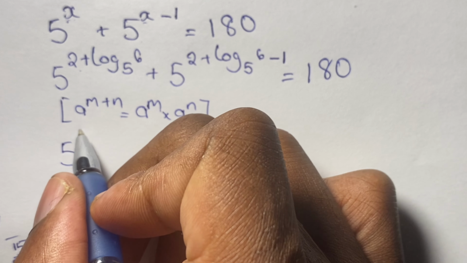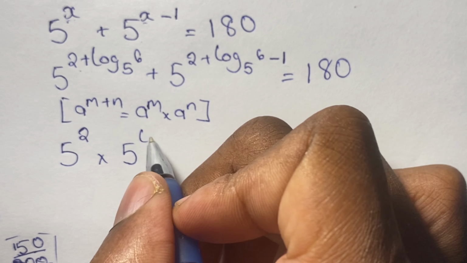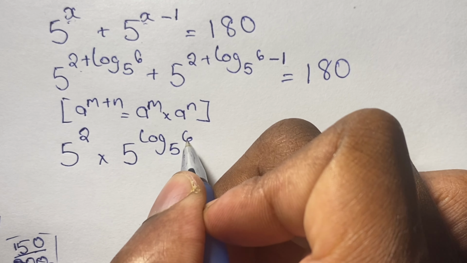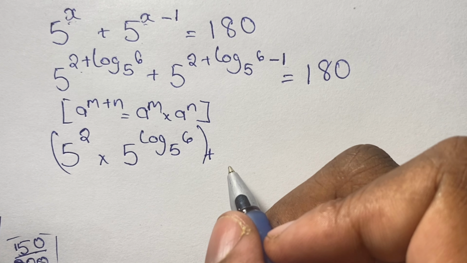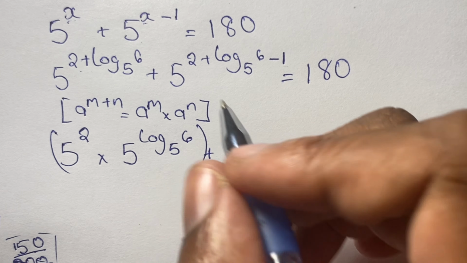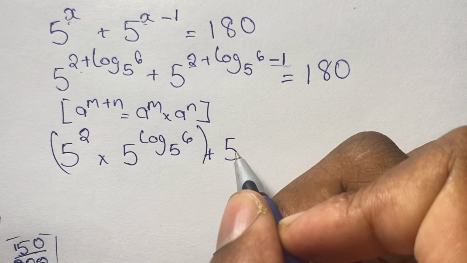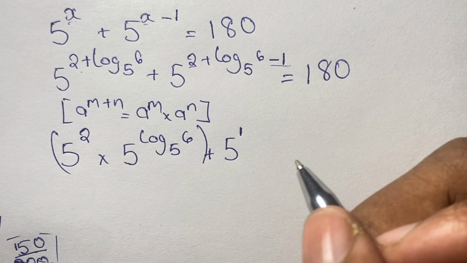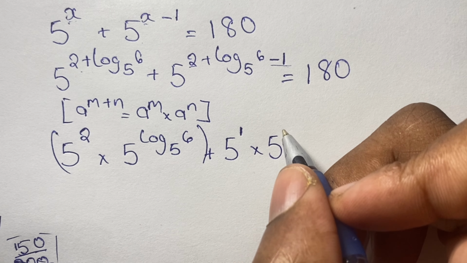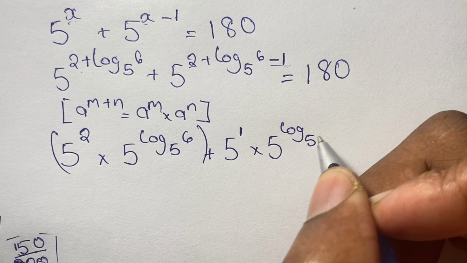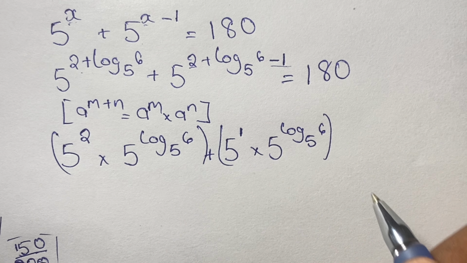So then from here we'll say 5 to the power of 2 times 5 to the power of log base 5 of 6. We can also put this in brackets, and then we would add this to what we have here. We know that 2 minus 1 is going to give us 1. So we'd have 5 to the power of 1, and then using our algebraic rule, we would have that times 5 to the power of log base 5 of 6. And then this is all equal to 180. You can also put this in brackets.